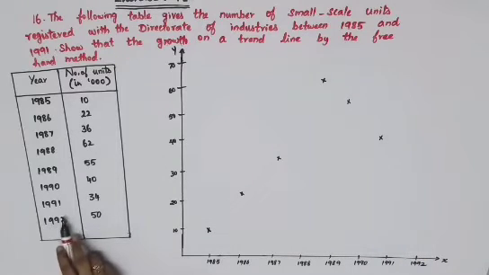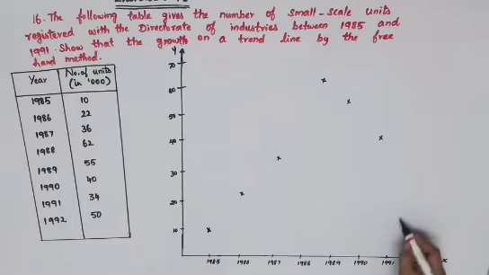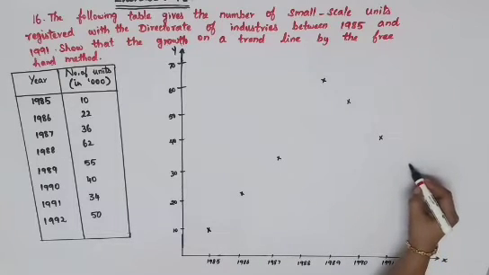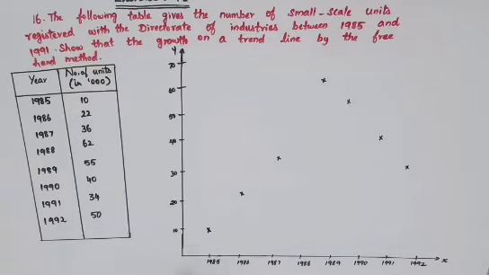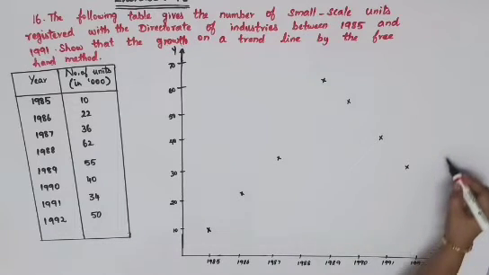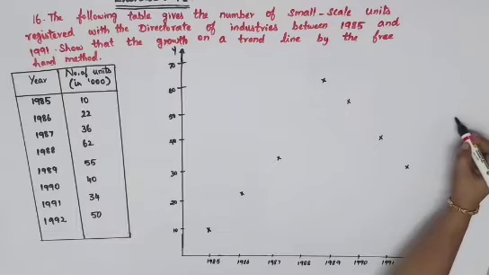So next one is 1991, 34. So 1991 is here and your 34 you will have somewhere here. So I'll just mark it here, 34. The last value is 1992 and 50. So 1992 is here, 50 again you will have to go on top. So here you will have your 50.